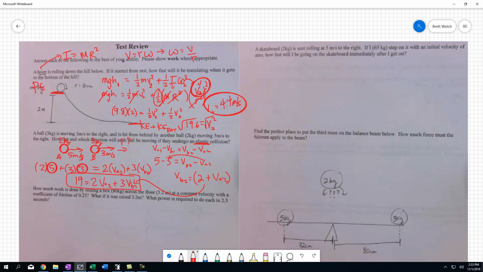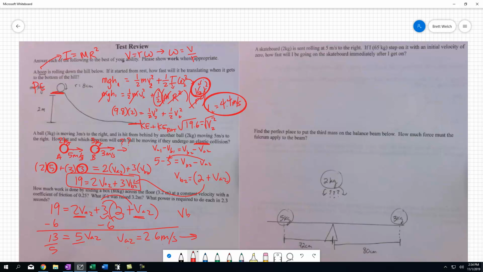So we're going to bleed down on the next question, but we have 19 equals 2 VA2 plus 3 times 2 plus VA2, a little distribution. This right here is going to be a 6, which I'm going to minus from both sides, making it 13 equals, and then this is 2 VA2, this would be 3 VA2, that's 5 VA2, we divide by 5, VA2 is 2.6 meters per second. Because it's positive, we assume it'll go to the right.